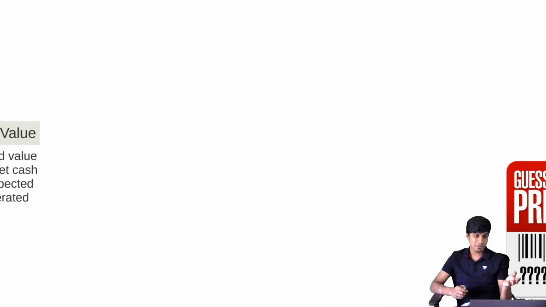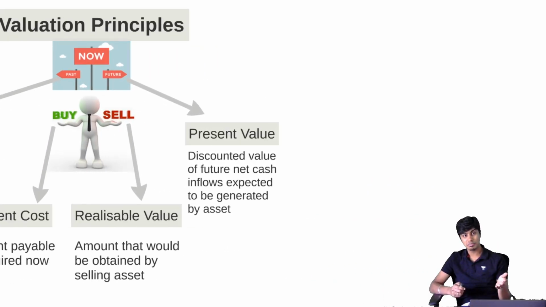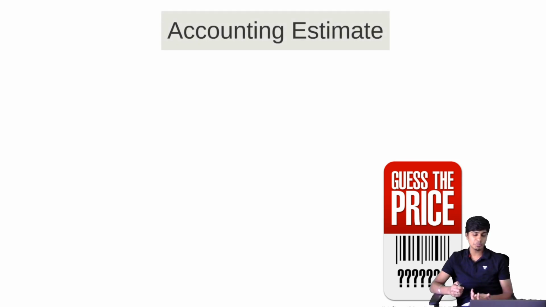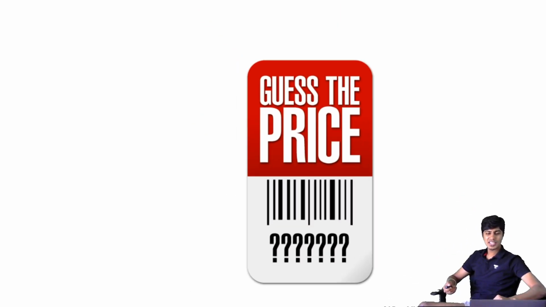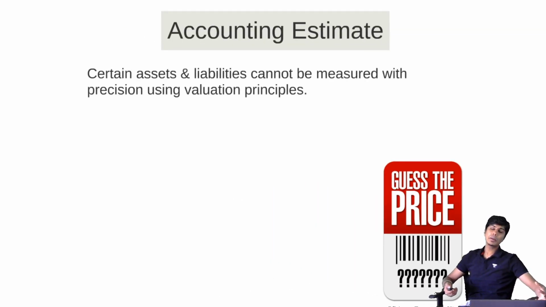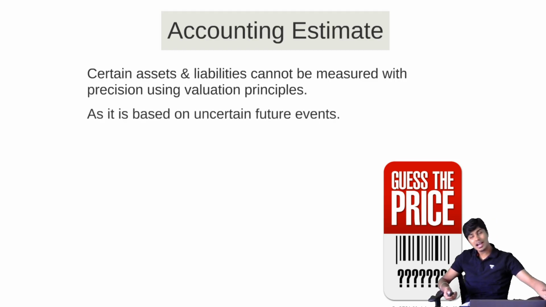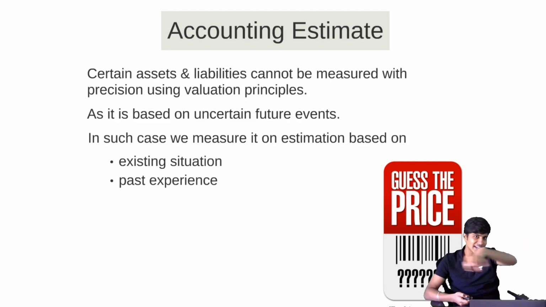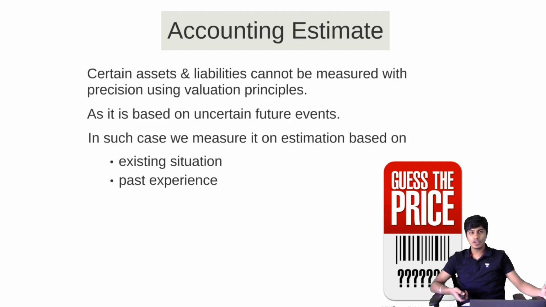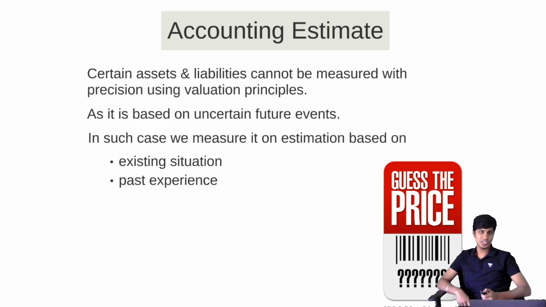Whenever the valuation principles that we discussed here fail, meaning you can't apply these valuation principles to identify the value of an item, then we go for guessing the price. How do we guess? We guess based on our past experience and understanding of the present situation. Based on past experience and the current or existing situation, we guess the value of an item or express it in terms of money. That, my friends, is accounting estimate.